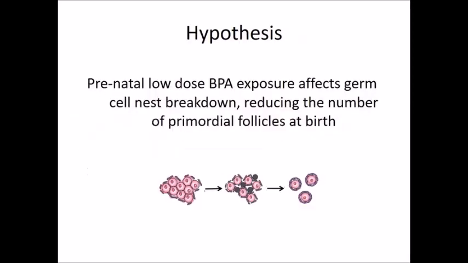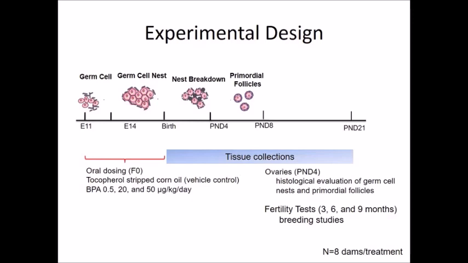So the hypothesis that we tested was that prenatal low-dose BPA exposure affects germ cell nest breakdown, reducing the number of primordial follicles at birth. To test this hypothesis, we used the following experimental design.